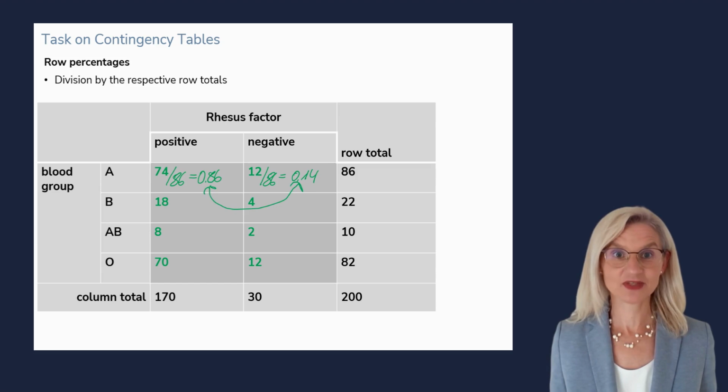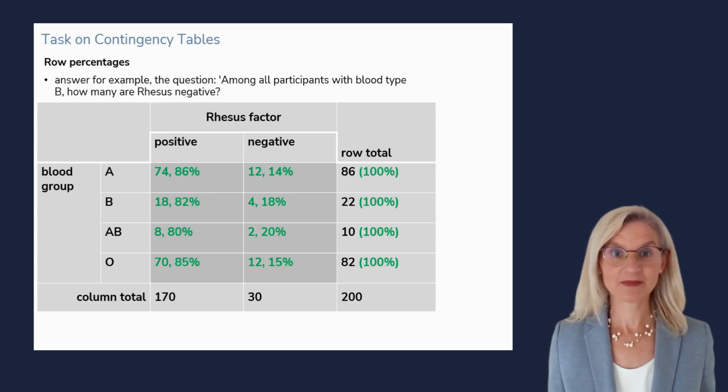Here's the completed table. Row percentages help answer different kinds of questions, such as, among all participants with blood type B, how many are rhesus negative? That would be 4 divided by 22, which is about 18%.